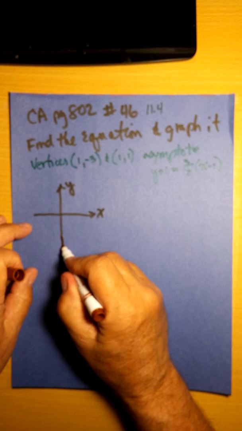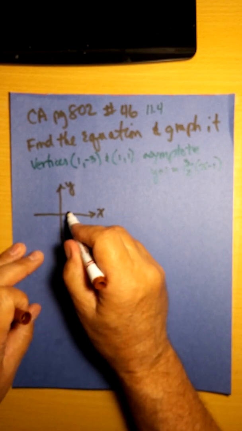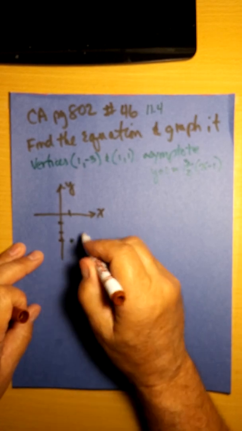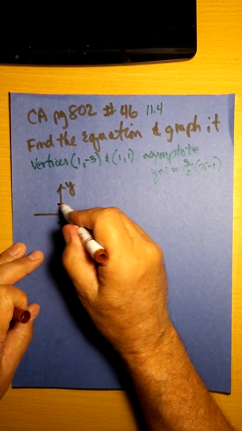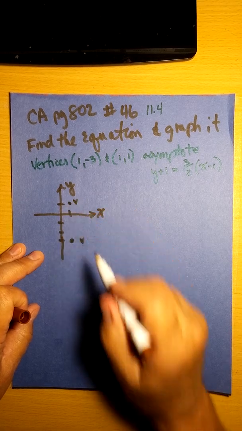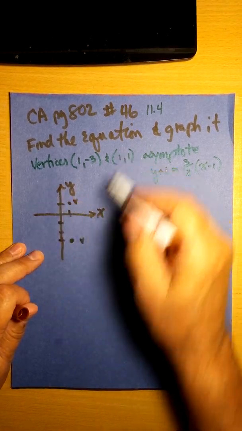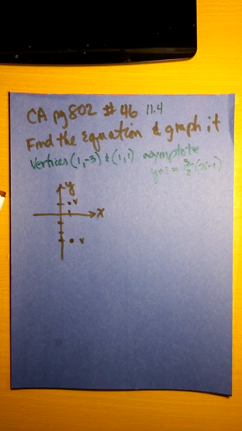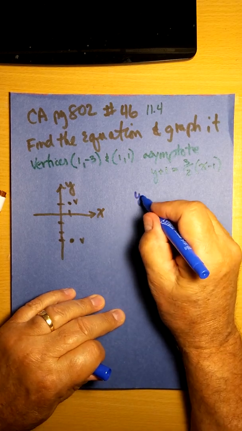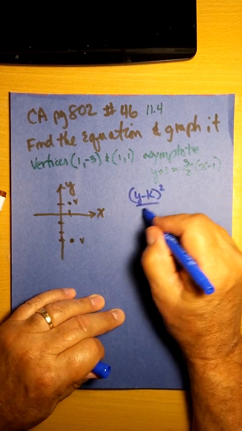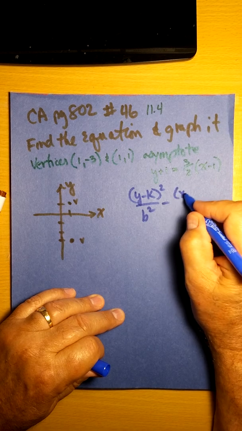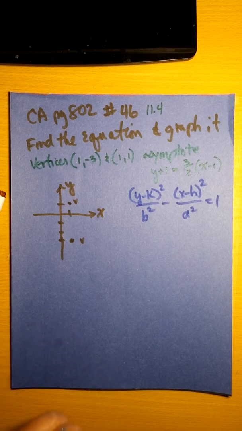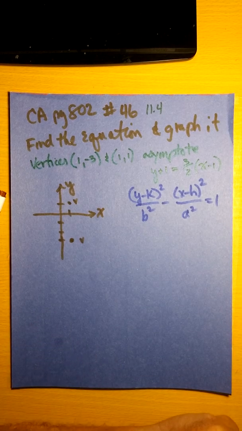So if I have at (1, -3), that is a vertex, and at (1, 1), that is another vertex, then this must be an up and down graph. And that means it uses the form (y minus k) squared over b squared minus (x minus h) squared over a squared equals 1. So once again, we need h, k, a, and b.